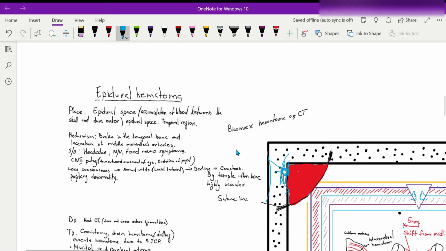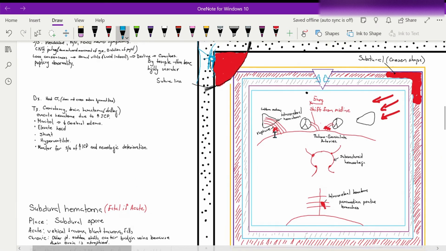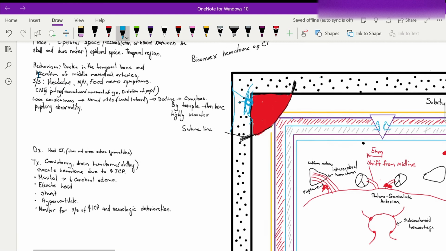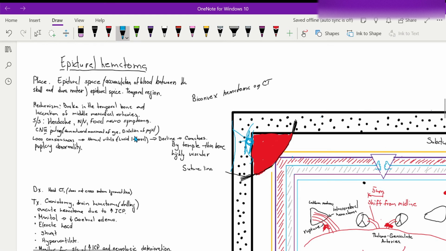So in this diagram, I think this is the brain, this is the pia mater, this is arachnoid mater, this is the dura mater. So it's above the dura, epidural. Epidural space, accumulation of blood between the skull and dura mater. Epidural space, temporal region. The hematoma will look on the CT scan as biconvex. Mechanism: break in the temporal bone and laceration of the middle meningeal artery.